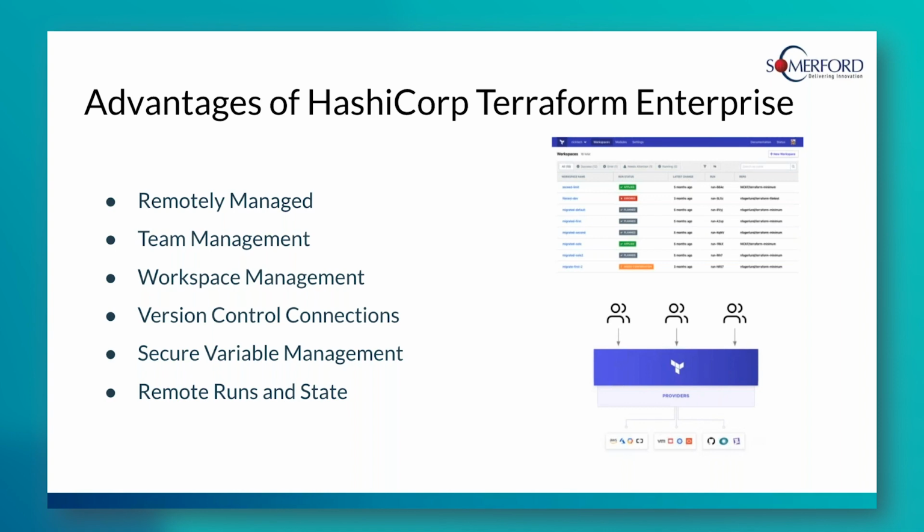There are three kinds of runs we're going to talk about, and the priorities are: applies, which will make changes to the infrastructure, have the highest priority. You have normal plans, which have the next highest priority. And then right at the bottom, you've got speculative plans, which have the lowest priority.